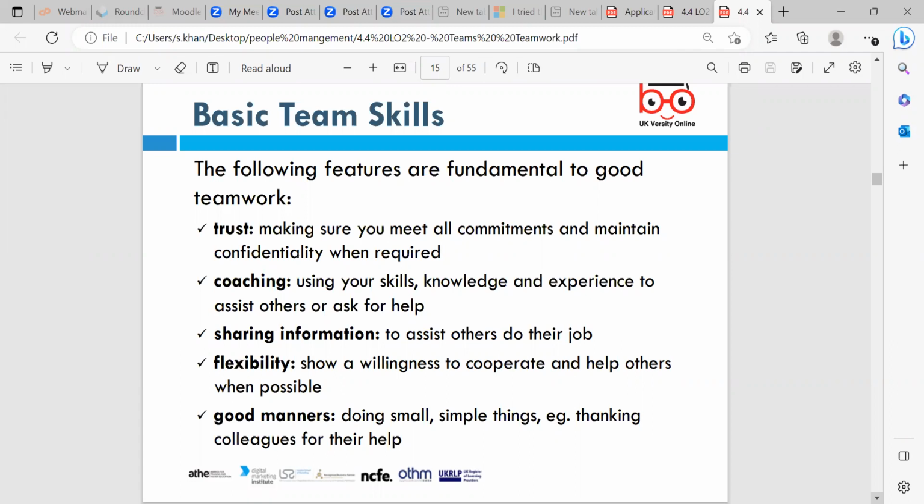So the basic team skills that we're going to look at, the following features are fundamental to good teamwork. So firstly, trust. Trust is very important because it makes sure that you meet all the commitments and maintain confidentiality when required. Coaching is another fundamental feature, using your skills, knowledge and experience to assist others or ask for help. Also sharing information to assist others to do their job properly.